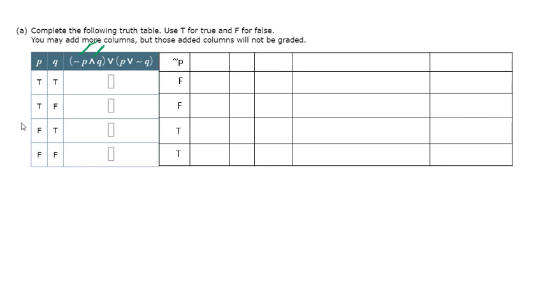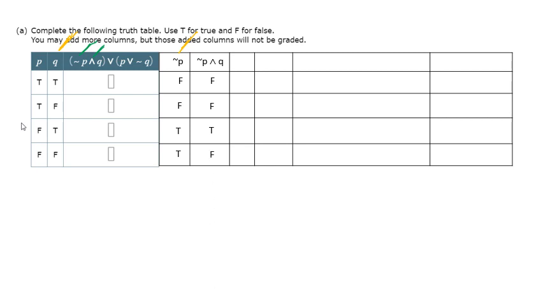Moving on, I would like to complete the AND operation. Since I now have the negation of P and I have Q, I can construct that operation, not P and Q. So looking at the Q column and looking at the not P column, we're working with an AND. They both have to be true. They're not both true. They're not both true. They are both true. They're not both true.